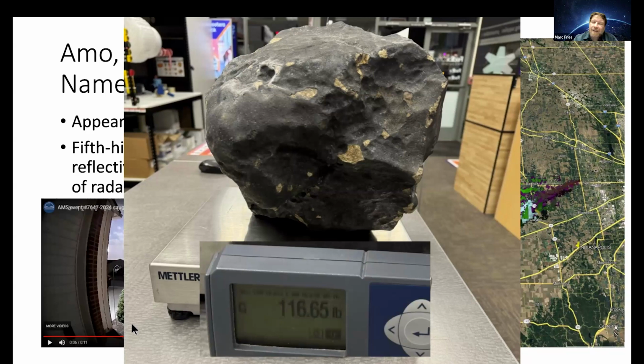And this is a almost 117-pound meteorite recovered from this fall, which is about 53 kilograms. Obviously large. We're going to talk about why this is so large, or at least there's more data to be shown on this a little later in the talk. Next, please.